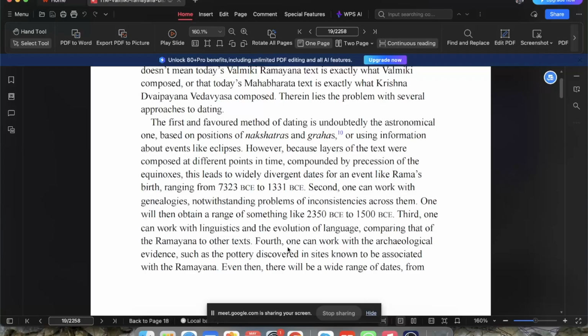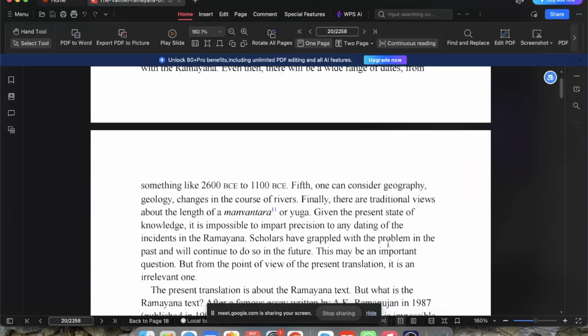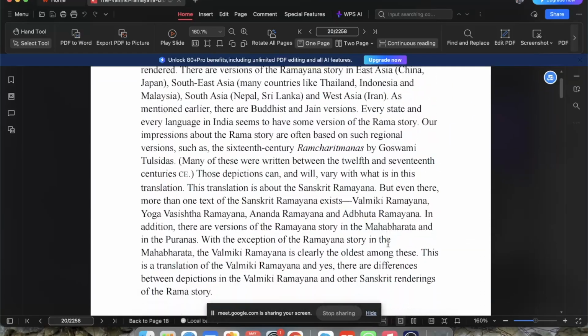So there are 24,000 and odd shlokas in the Ramayana and 1 lakh shlokas and odd in the Mahabharata. Most of them, more than 99% of them, are in Anushtup Chandas. There are other Chandas also used in both Ramayana and Mahabharata, but predominantly Anushtup Chandas is what has been used in it. Right, so we went through that.